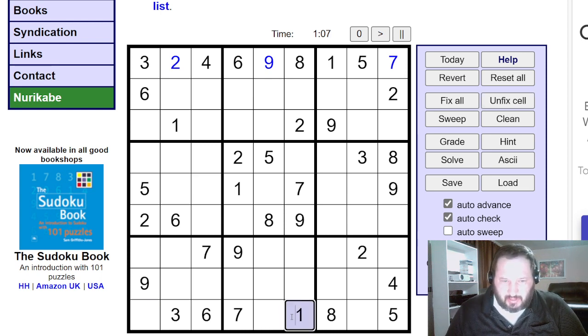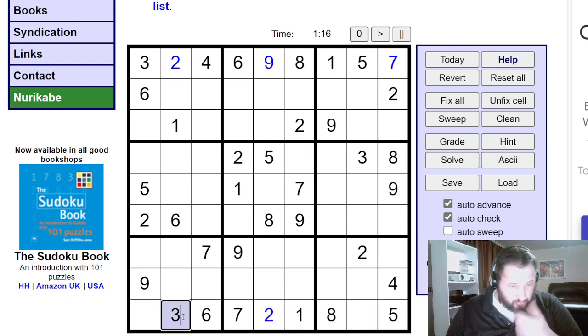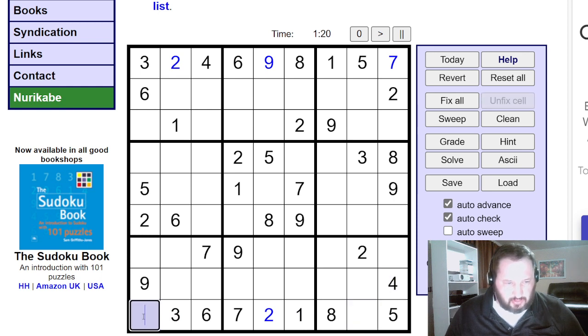I've got a 1, I need a 2. Well, I can't have a 2 here because of this one. And I can't have a 2 here because of this one. So the only place for a 2 is there. 3. Now I need a 4. Well, I can't have a 4 here, so there's my 4. 5, 6, 7, 8, 9. It's the only spot left for a 9.